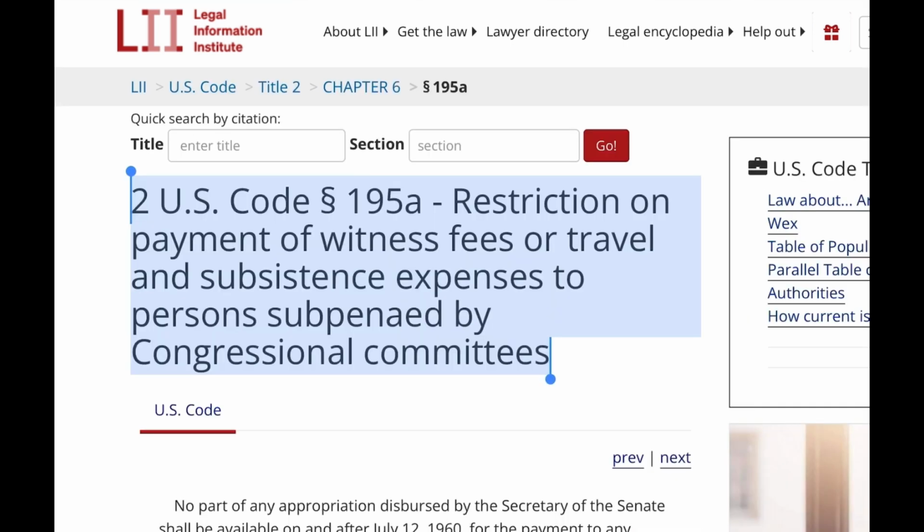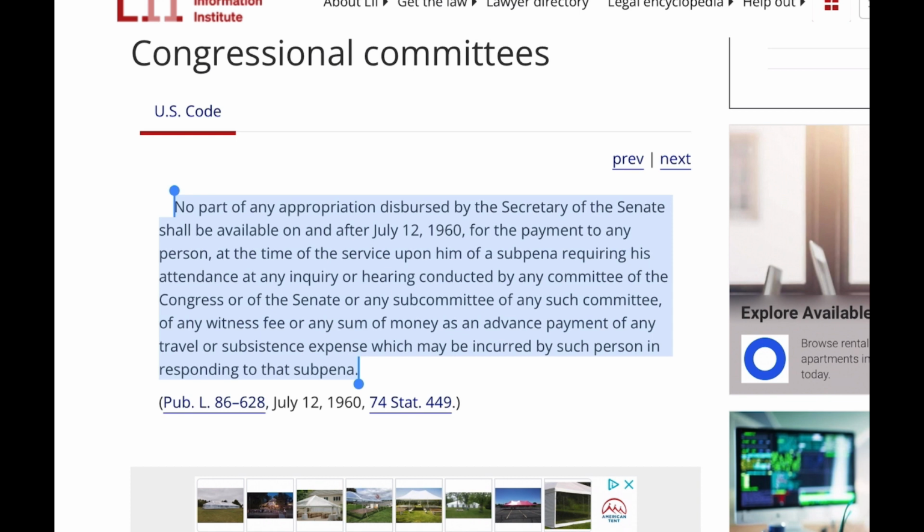2 U.S. Code Paragraph 195A. Restriction on payment of witness fees or travel and subsistence expenses to persons subpoenaed by congressional committees. No part of any appropriation disbursed by the Secretary of the Senate shall be available on and after July 12, 1960, for the payment to any person, at the time of the service upon him of a subpoena requiring his attendance at any inquiry or hearing conducted by any committee of the Congress or of the Senate or any subcommittee of any such committee, of any witness fee or any sum of money as an advance payment of any travel or subsistence expense which may be incurred by such person in responding to that subpoena.